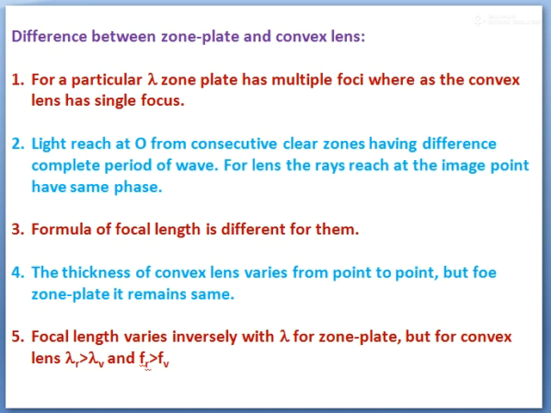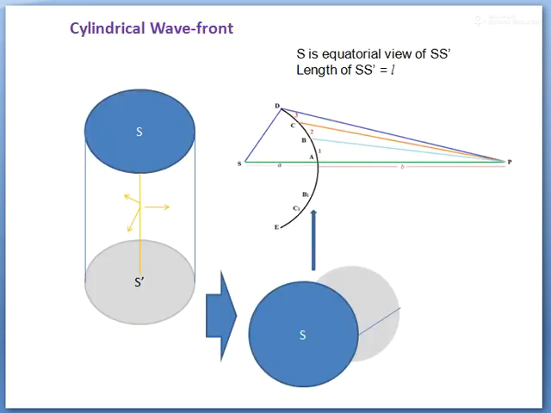এখন I have to consider a source as SS prime. You can see here this yellow line is the source. Now if this yellow line is the source, then it must emit wavefront of cylindrical. So these are the cylinders.